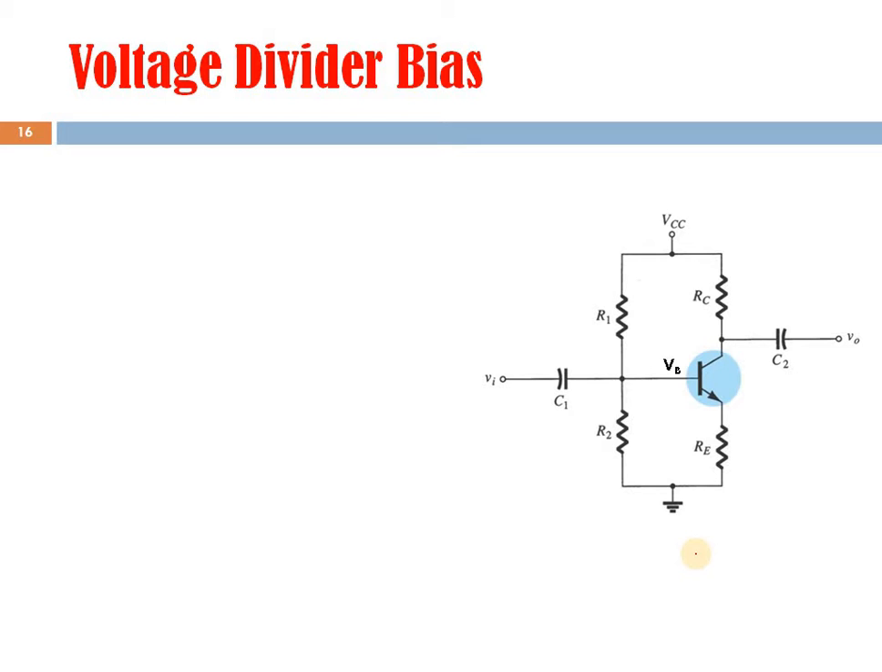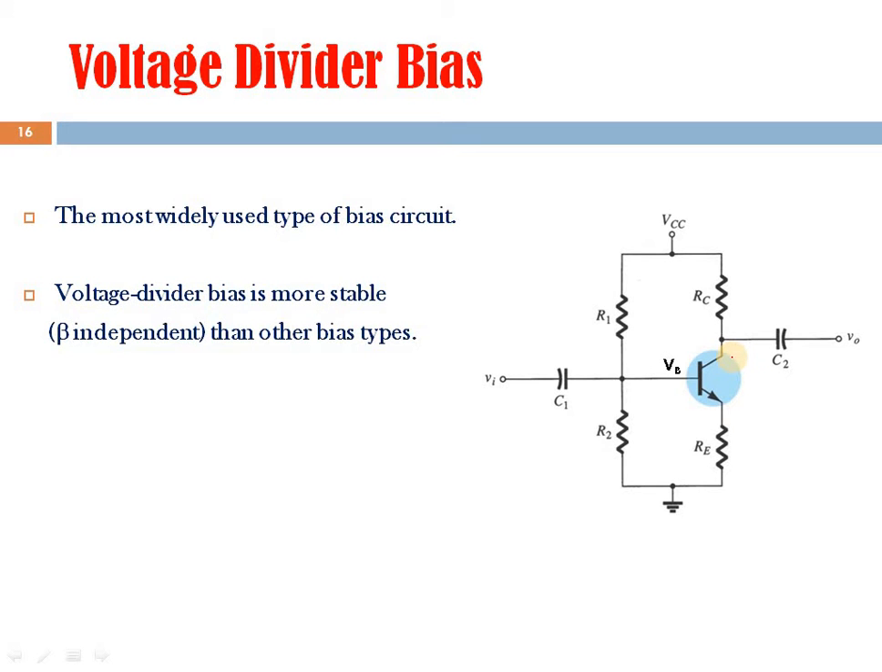Now this is the third biasing method, voltage divider bias. This is the most widely used type of bias circuit. If you see amplifier circuits, most of the time you will find this kind of biasing arrangement. This voltage divider bias is more stable, and so it is beta independent as compared to the other biasing methods which we discussed a little before. So how does it improve the stability?